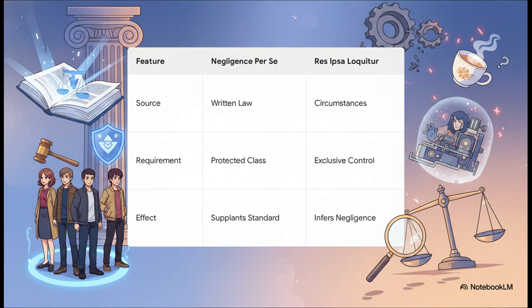On the left, negligence per se relies on a legislative statute. Its core requirements are the protected class and type of harm test we just walked through. And its effect is massive. It entirely supplants that old reasonable person standard.